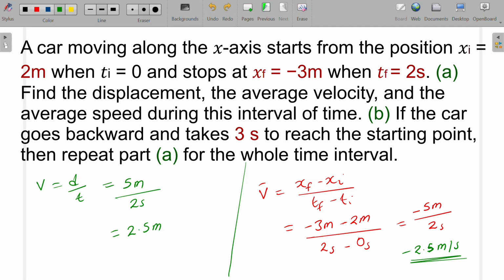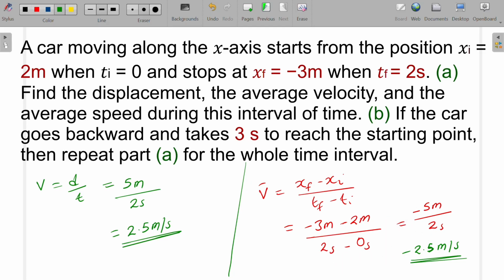So it's 2.5 meters per second. This is our speed. Now you may be wondering why we have the same values for average velocity and average speed. When the distance covered is the same as the displacement, it means we're going to have the same value for average velocity and average speed.